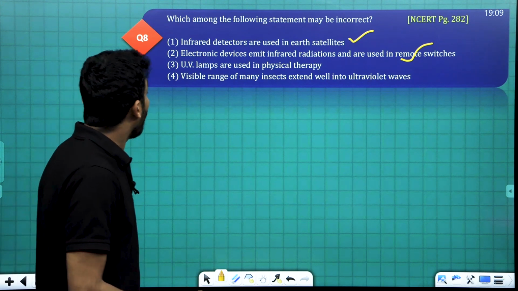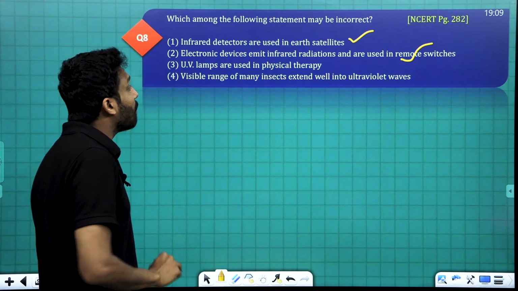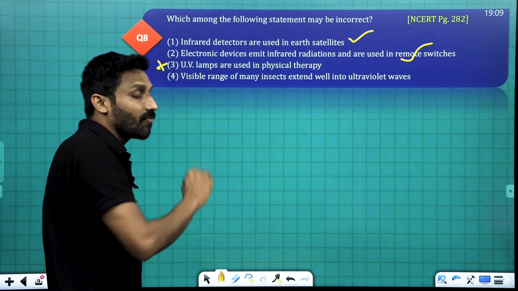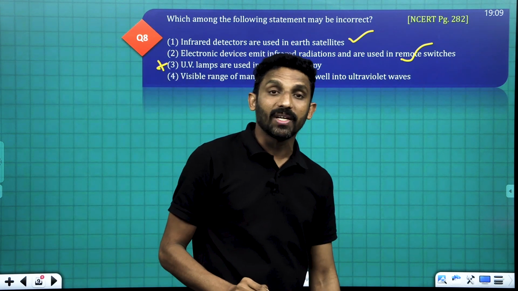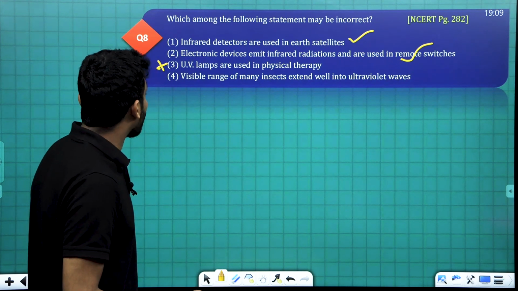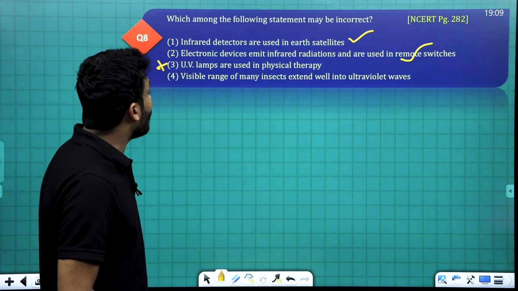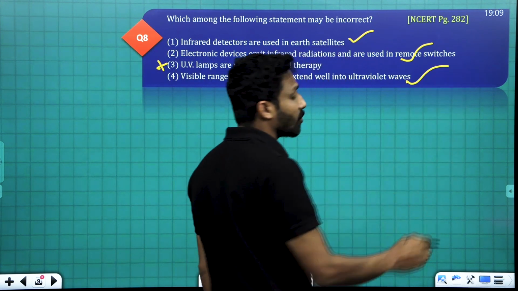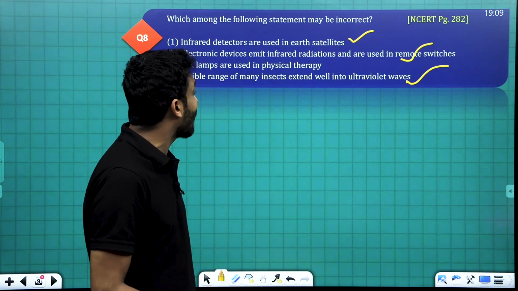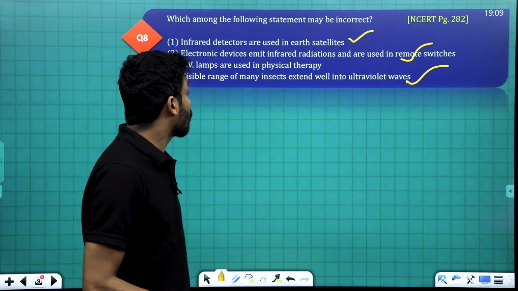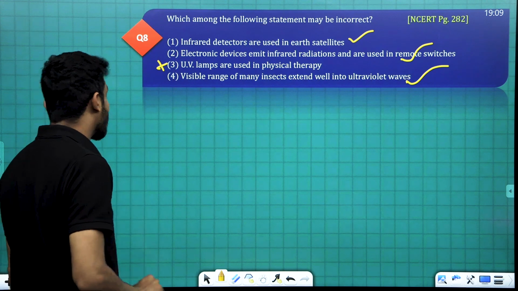Okay. C or 3. UV lamps are used in physical therapy. It is incorrect. Actually, infrared radiations are used in physical therapy. Okay, so that is incorrect. Then visible range of many insects extend well into ultraviolet waves. Many of the insects can view ultraviolet waves. So the answer is option C.